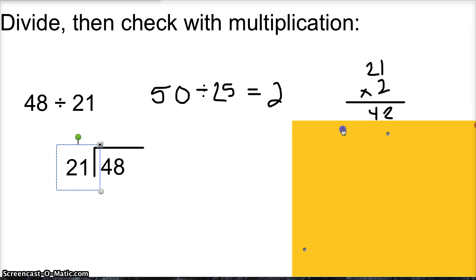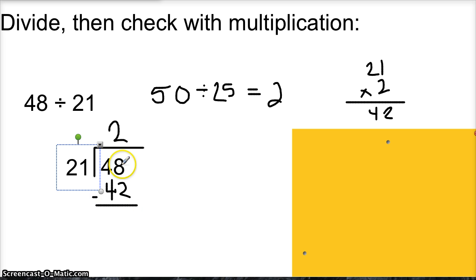So when I estimate, I did 21, this second number, times 2 to see how many I got, and I got 42. That's lower than this, so that means that works. So 21 goes in there about 2 times, and that makes 42, and when I subtract, I'm left with 6. So your answer is 2, remainder 6.